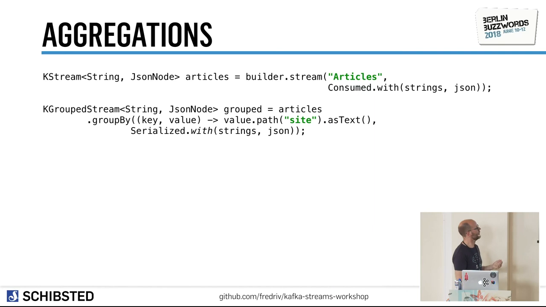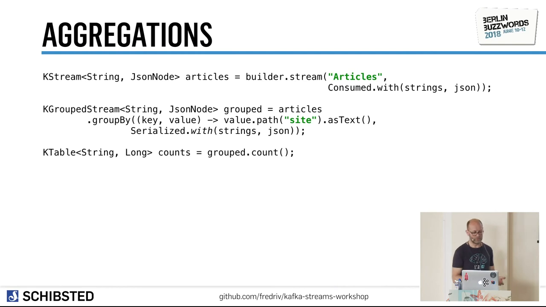All right, so back to our code. We've done this group by operation here, which gives us back a KGroupedStream. And this has a new set of methods that we can apply. The simplest one in this case is that we can do a call to count. And a count will return not the stream, but a KTable.